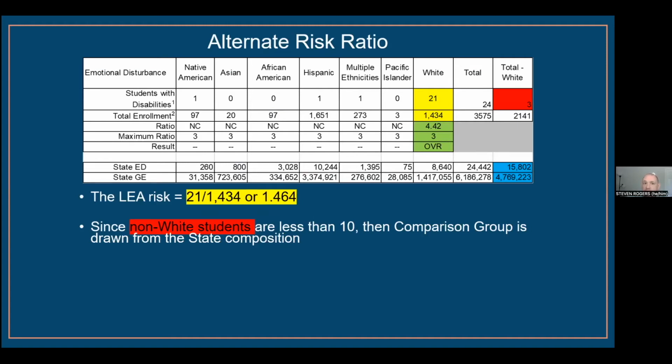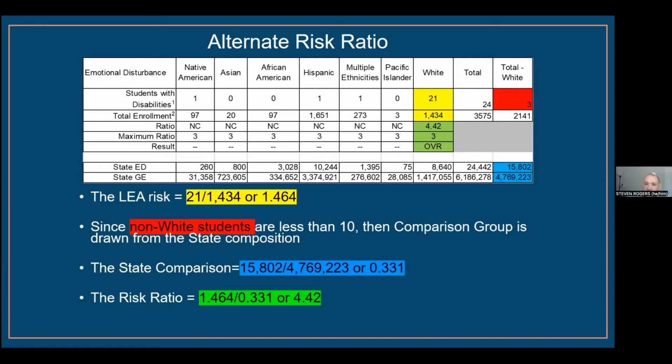So then we must move to the comparison group at the state level. So then we look at the state students with ED, taking out the white students, and the state total enrollment, taking out the white students, which gives us 15,000 in sum divided by 4.7 million in sum, gives us 0.331. And then the last step is the same. We compare those two risks to generate a risk ratio. 1.46 divided by 0.33 gives us 4.42, which, as we know, exceeds the ratio threshold of 3.0. So this LEA is disproportionate for white students with emotional disturbance.